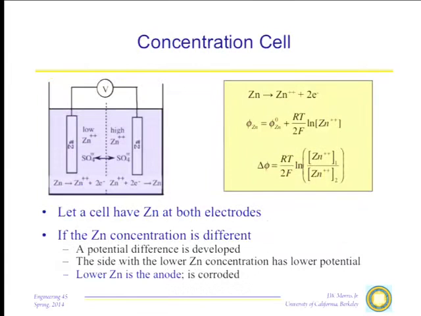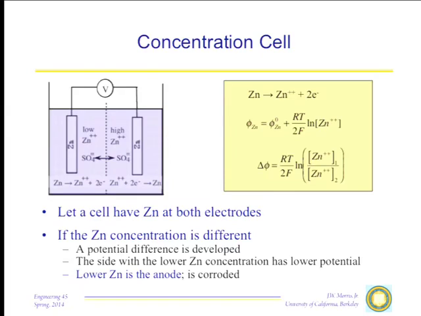The other way I can get corrosion is what's called a concentration cell. Suppose that I have here an electrochemical cell in which on both sides of the cell I have zinc electrodes. Let them be in contact with solutions, and let's assume I have a membrane in here which is impermeable to zinc ions, so I can have different zinc concentrations. And let's say on one side of this barrier, I have a low concentration of zinc, and on the other I have a high concentration of zinc. Well, you know perfectly well what's going to happen.